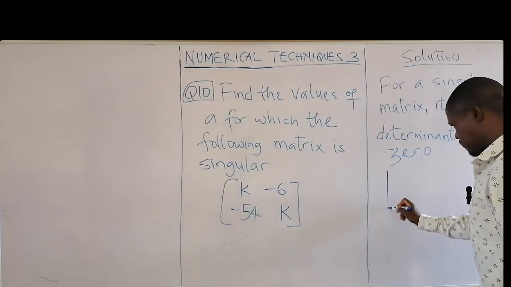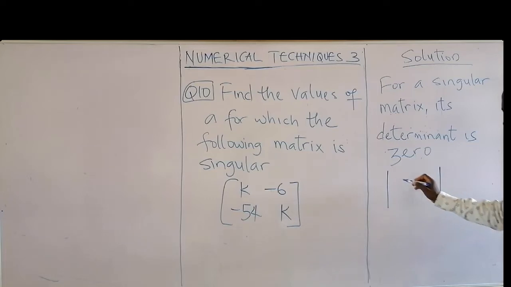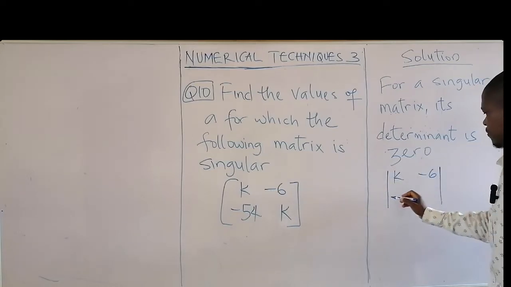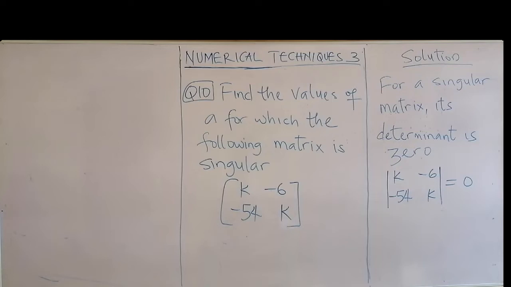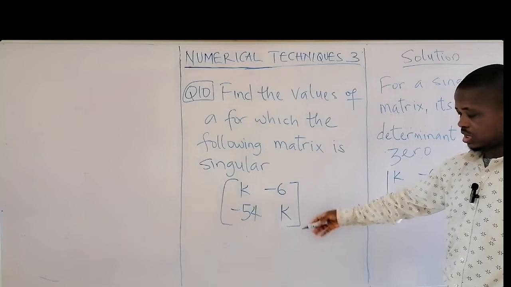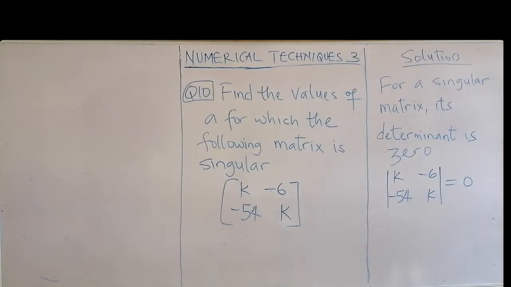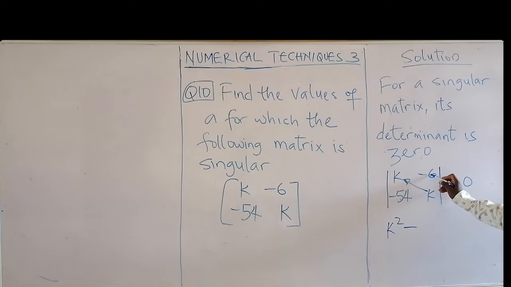So that means I'm going to change these brackets to the sign of a determinant. That's for a singular matrix. And don't forget, a singular matrix must always be a square matrix. The number of rows and the number of columns must be the same. So get the determinant: this one times this one, that's k squared, minus minus 54 times minus 6 equal to 0.